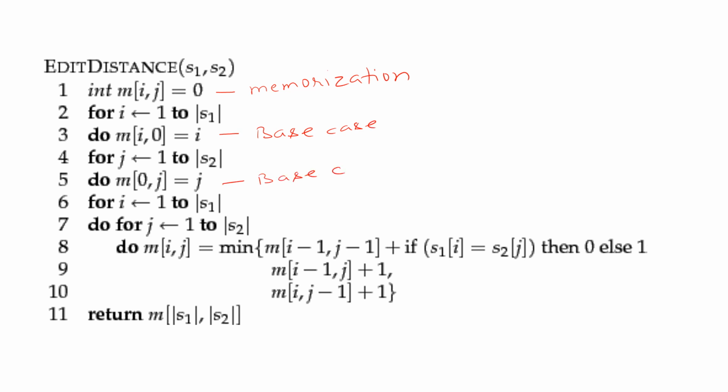I need to fill the row as well as the column. As many characters as I have in the first string, if I want to delete all, then my cost is i. If I want to insert j characters, then my cost is j. So these two are my base cases. This is the length of my first string. Then this is the length of my second string.